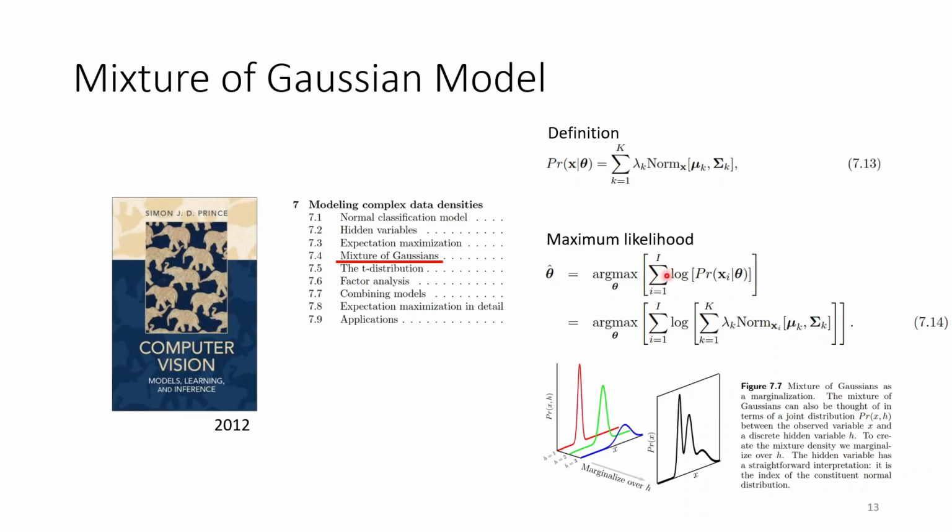So there are some parameters. First is how many Gaussian distributions you need to use, and what are their coefficients or their weights. Of course, they will not all be the same. Some distributions will be more significant and some will be less significant.